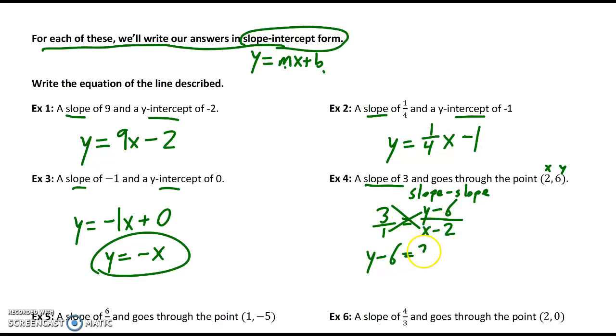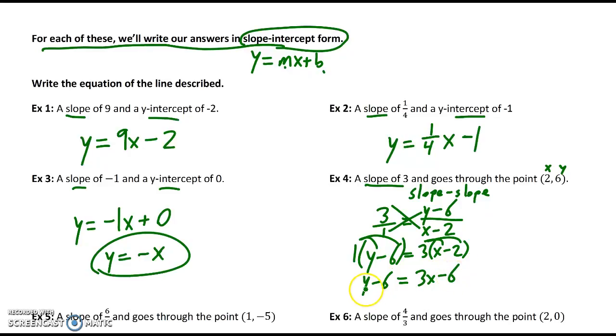3 times x minus 2, I'm going to show this step first. 3 times x minus 2. I guess I'll show the 1 and the y minus 6 as well. And then you would distribute. Okay, so y minus 6. Here this would be 3x minus 6.